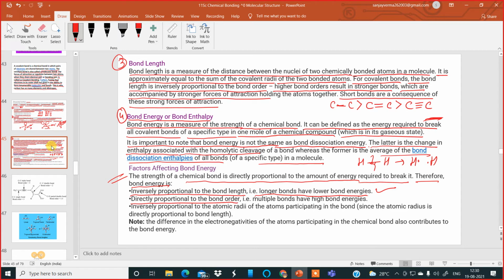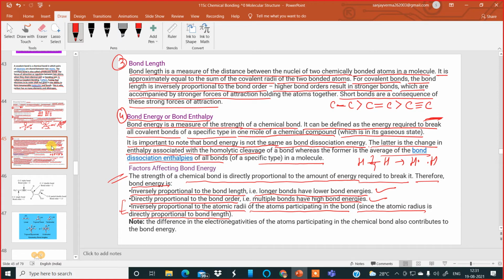The bond energy is directly proportional to the bond order. If it is a double bond or triple bond, the bond order is high, so the bond energy will be higher. Multiple bonds have high bond energies. Learn this also. The third one: the bond energy is inversely proportional to the atomic radius of the atoms participating in the bond. Since the atomic radius is directly proportional to the bond length, these are almost similar. So if the atomic radii are short, then the bond energy will be higher.